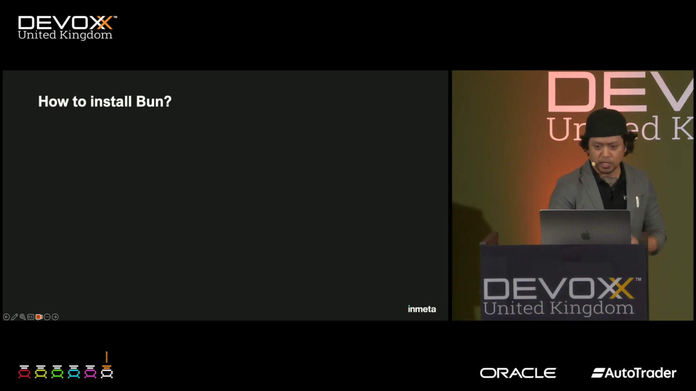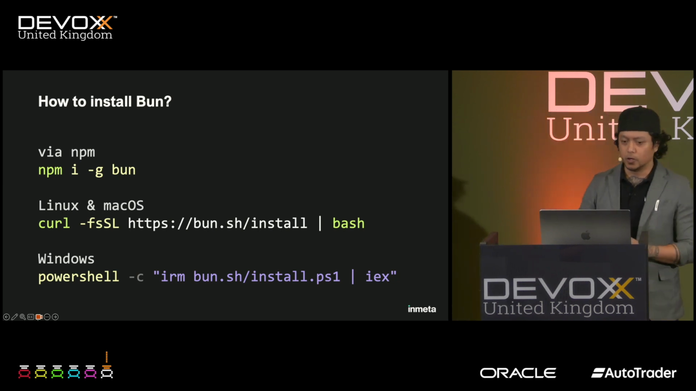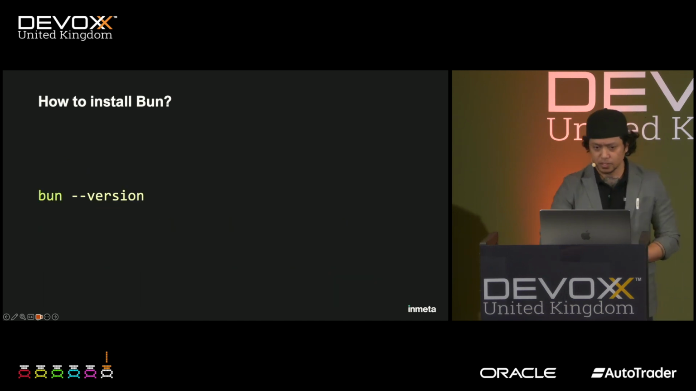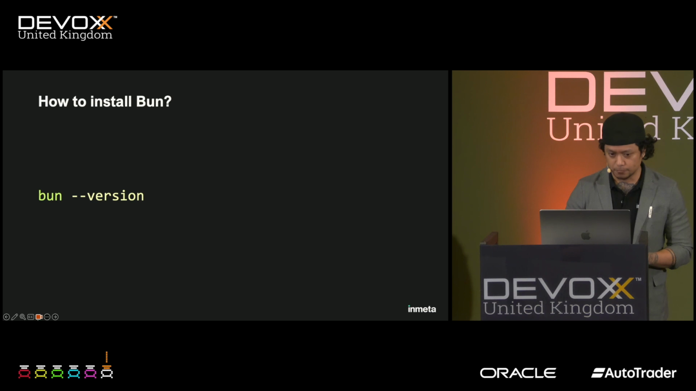So how to install Bun? You can use npm globally with this flag -g. On Linux and macOS, you can use this curl command, and on Windows, PowerShell. And then after installing it, just run bun --version to see if you indeed have Bun.